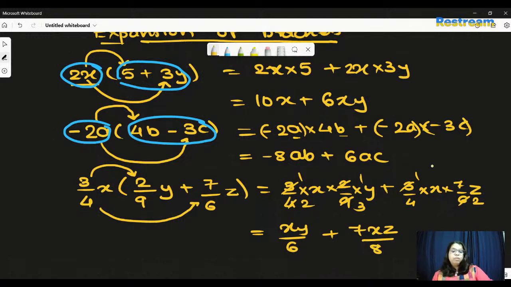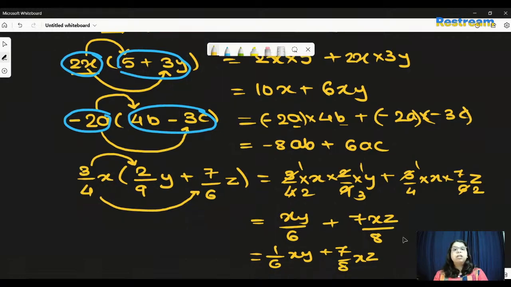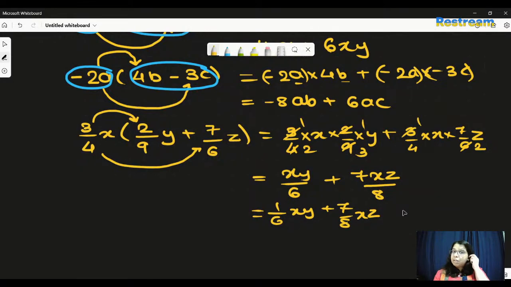Okay. So this one you can still write it as 1 by 6xy plus 7 by 8xz. You are allowed to do this and it is mathematically correct. And these two things are one and the same. So don't get confused whenever you see a small x on the side or the middle of the fraction. It still means the same, that the algebraic term is multiplied with the numerator. Okay.